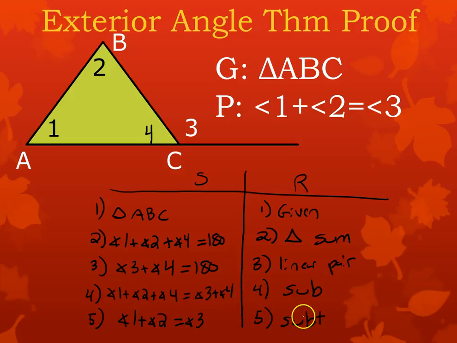And there we go. Our two remote interiors, 1 and 2, have to equal angle 3 when they add together because of this proof right here. Which again makes logical sense. The whole thing adds to 180. This also adds to 180. They share this piece. Therefore, they must be equal.